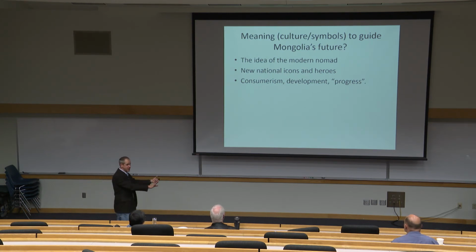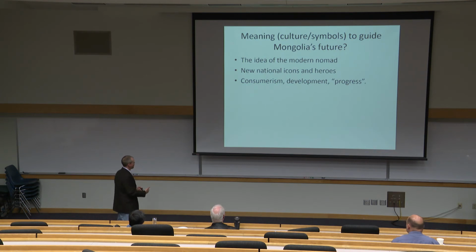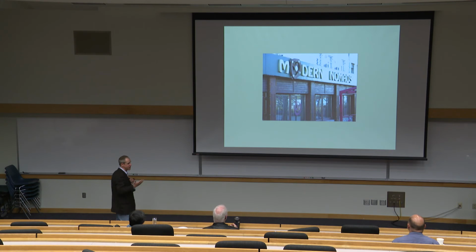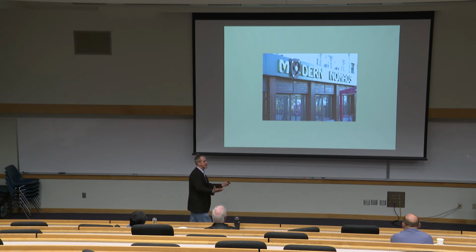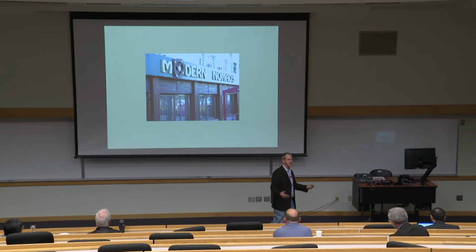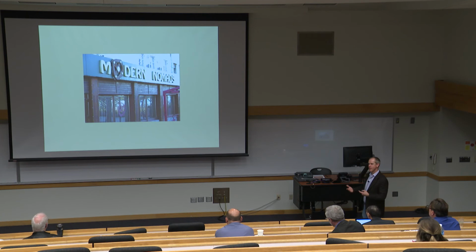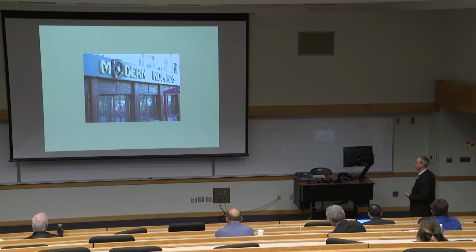Genghis Khan, let's kind of put him off to the side. But now, no, this is a sign of strength. This is a sign of forward-looking progress. And then, of course, consumerism, development, and progress being part of that. One of the famous restaurants in Ulaanbaatar is Modern Nomads. Let's just own it. We're struggling with these issues. And for people that come into town, we want them to be a part of this transition from the nomad to the modern Mongolian life.